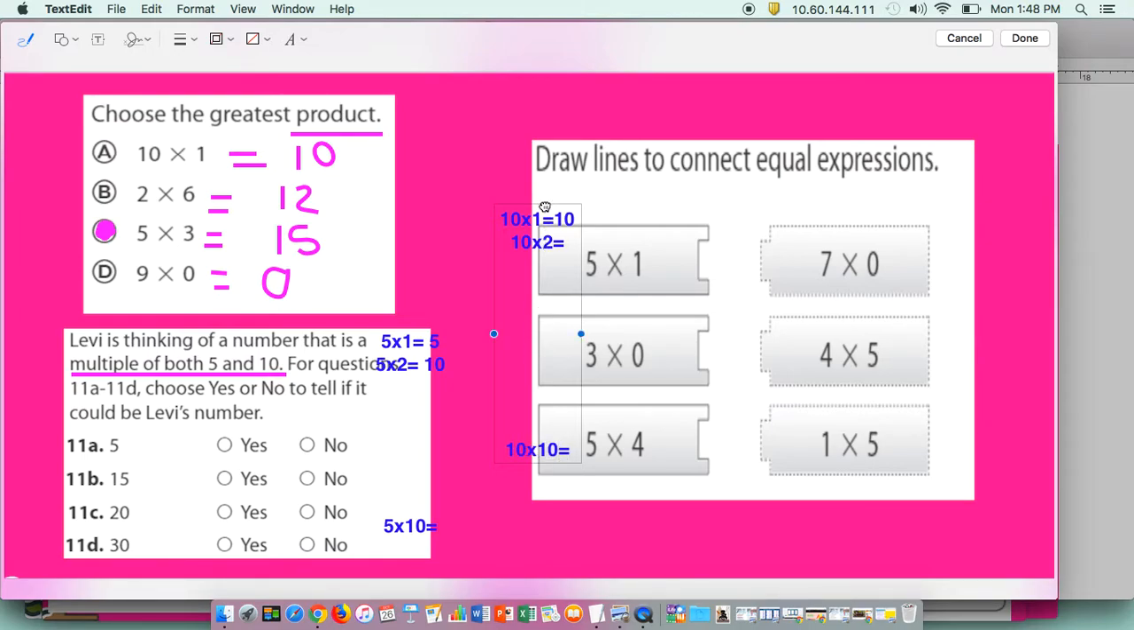Alright, we're going to do the first one together. Then I'll let you do the rest on your own. Alright, so let's see. Multiples of both 5 and 10, right? So the numbers we're looking at are the products.